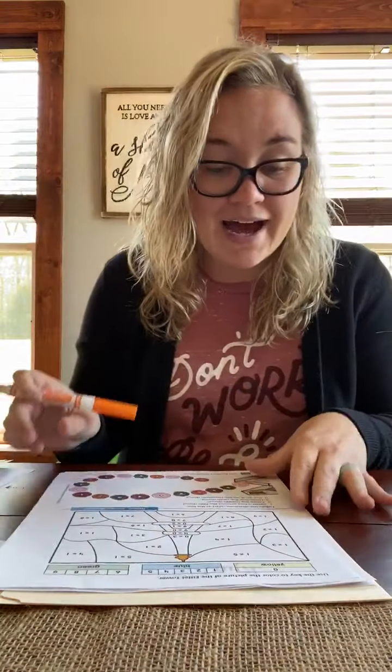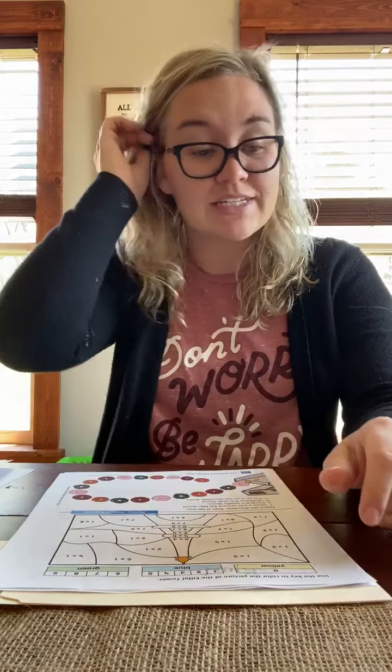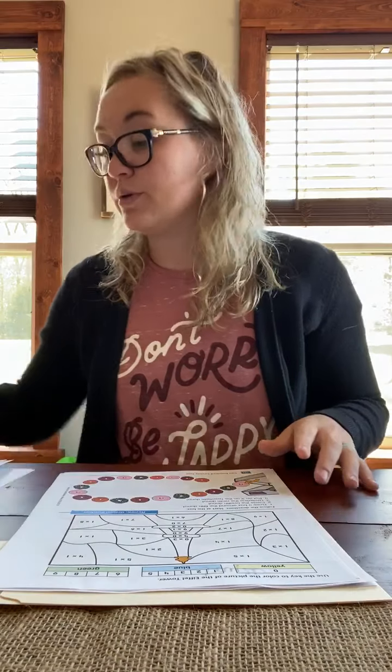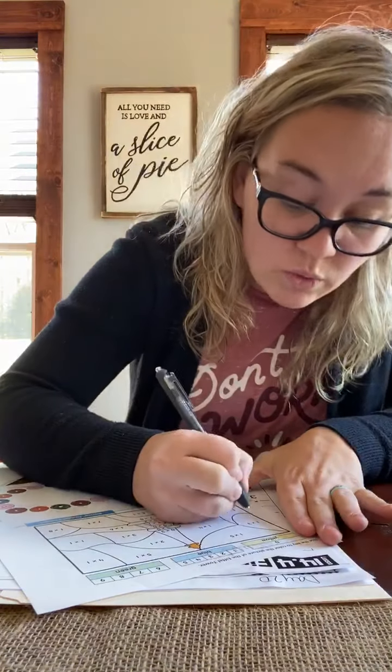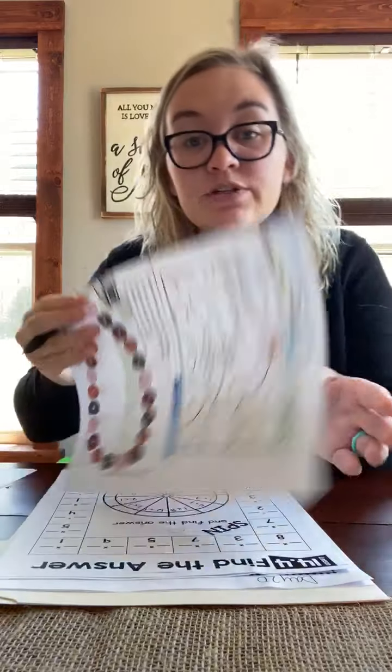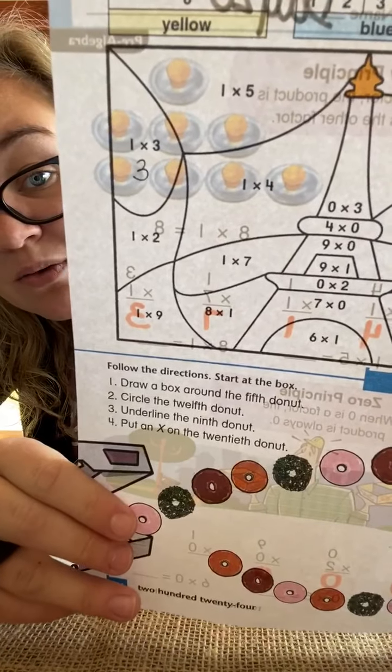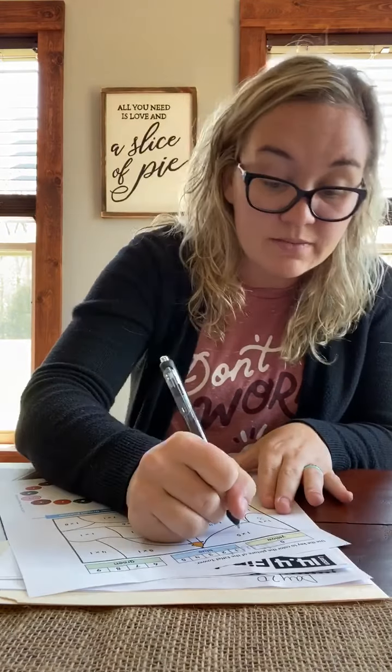All right, let's take a look at the back. It says use the key to color the picture of the Eiffel Tower. This is what I want you to do in order to be successful, okay? I want you to first go through and solve all of those problems. I'm going to show you what I mean. 1 times 3 is 3. So I want you to solve it and write that answer so you know exactly what you're coloring. So you're not going to color anything until you've completely answered all of them.